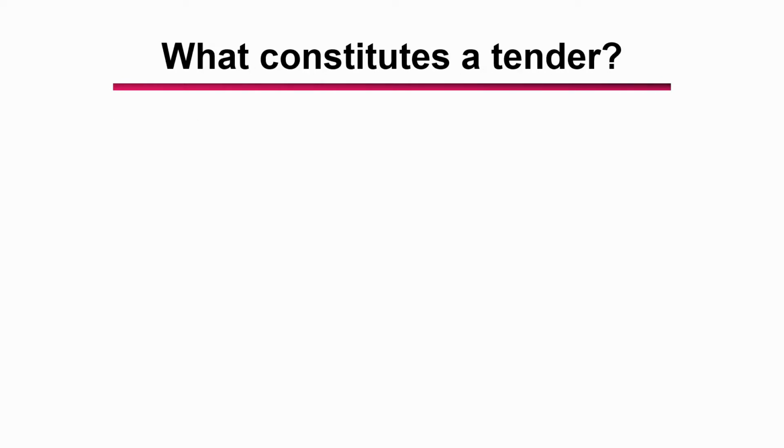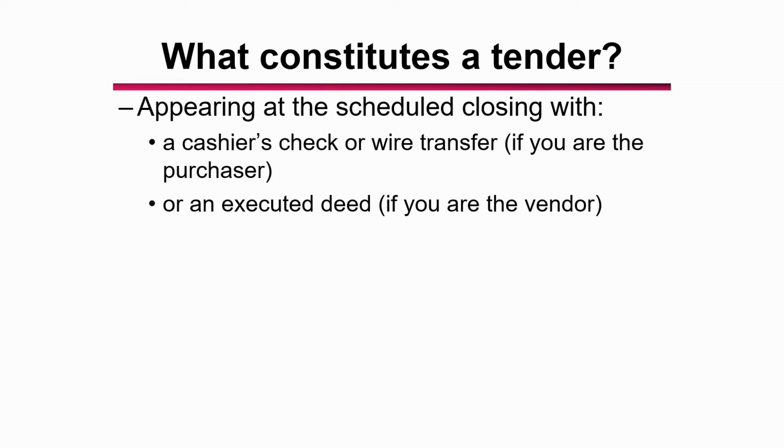Now, what constitutes a tender? Well, the most obvious thing to do would be, if you're the purchaser, show up at the scheduled closing and have a cashier's check or a wire transfer to pay the money that you're obligated to pay under the contract. If you're the vendor, you'd show up at the scheduled closing with an executed deed ready to deliver it to the purchaser if the purchaser tenders the money.